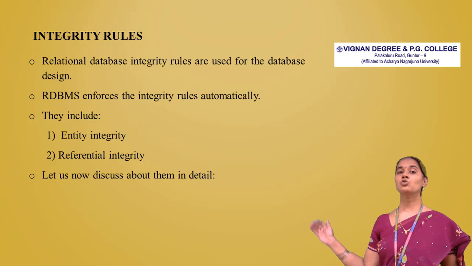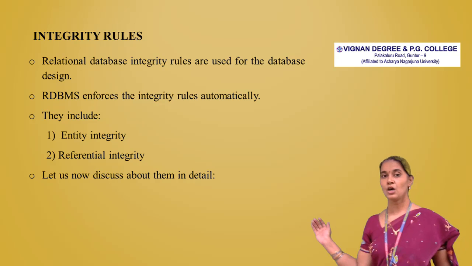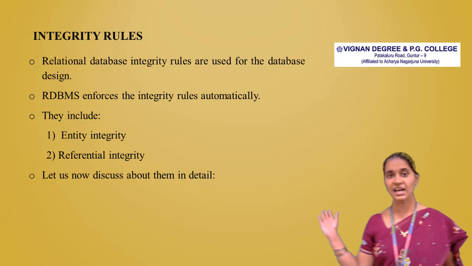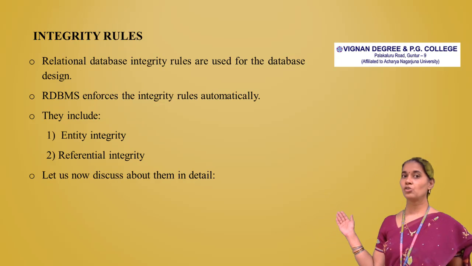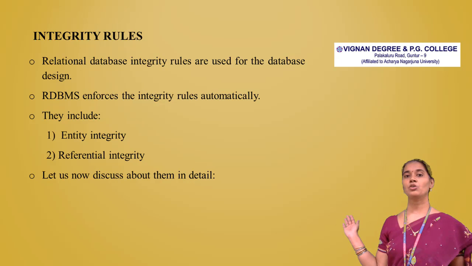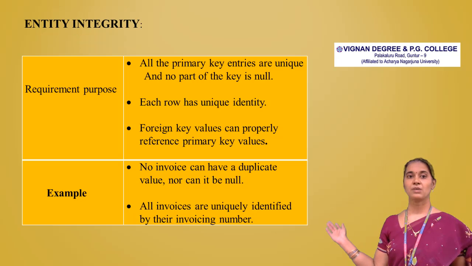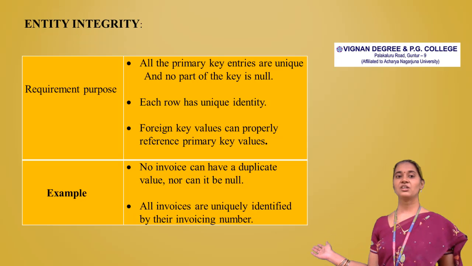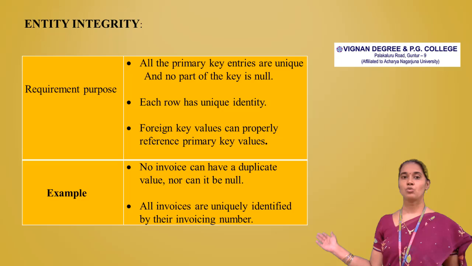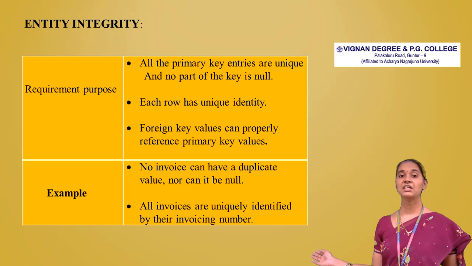These integrity rules are divided into two categories, which include entity integrity and referential integrity. Let us now discuss each of them in detail. So first one, entity integrity. What does entity integrity define? What is the requirement of entity integrity?